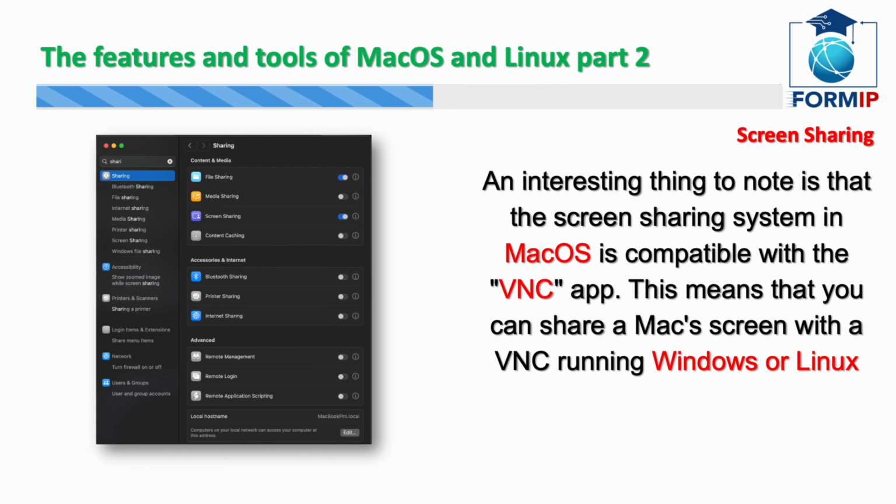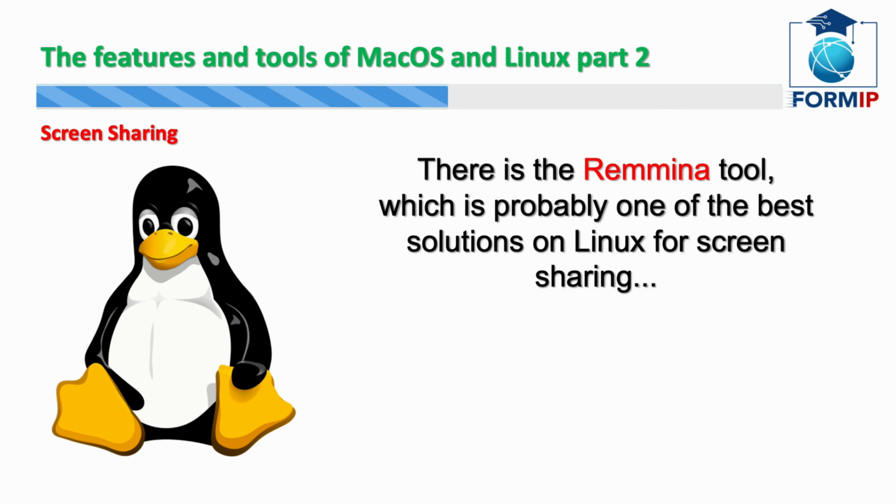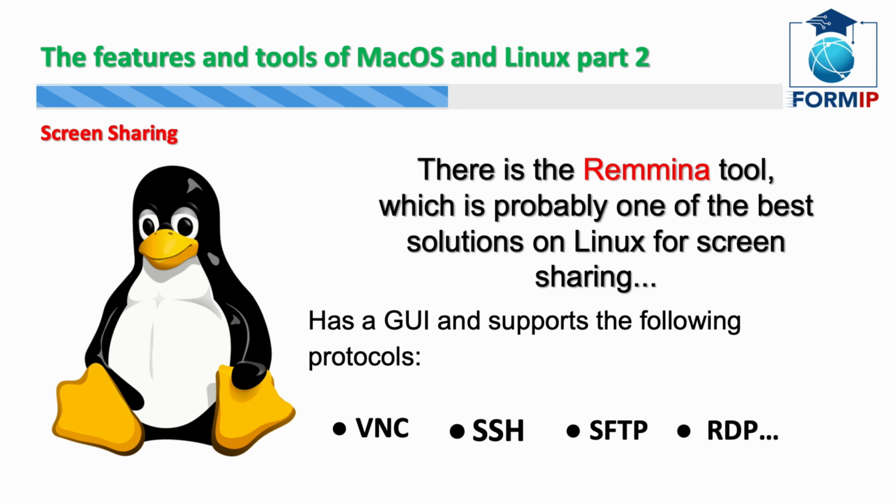And on the Penguin side, you should know that there is the Remmina tool, which is probably one of the best solutions on Linux for screen sharing. It is an application that can be installed on most distributions. The advantage is that it has a graphical interface and supports the following protocols: VNC, SSH, SFTP, and RDP, which makes it a very complete application.